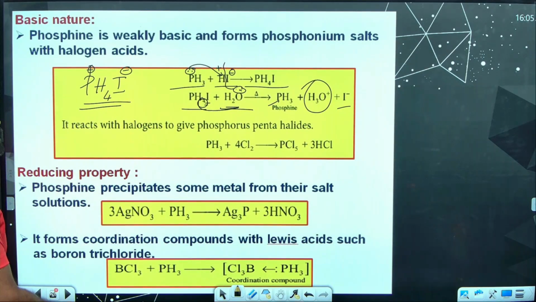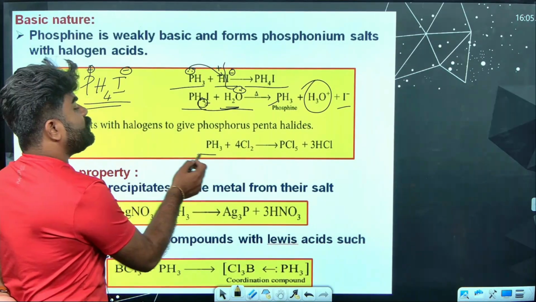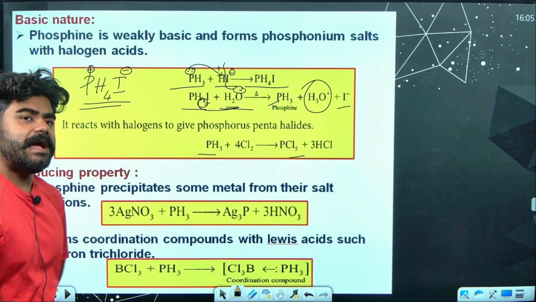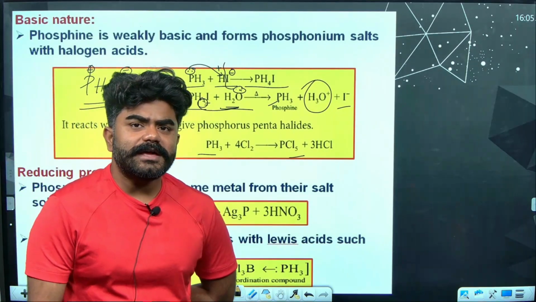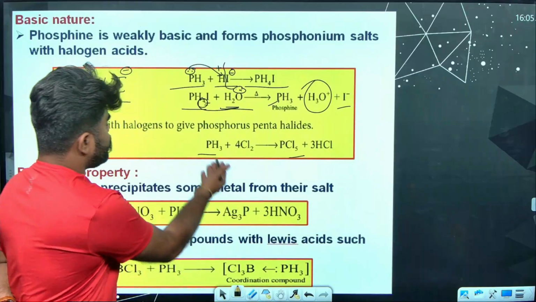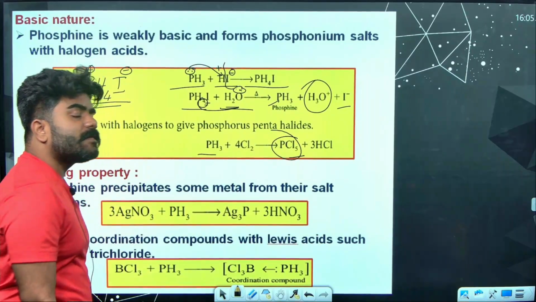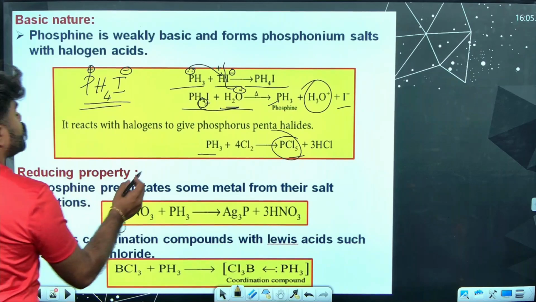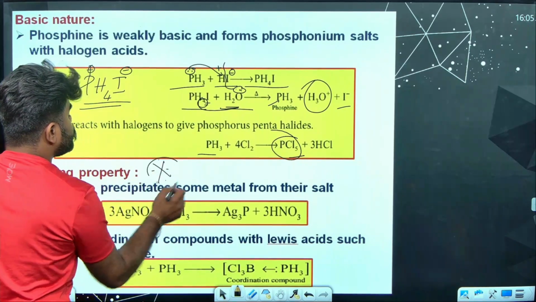Okay, then halogens react with phosphine to give phosphorus pentahalide. இப்போ குளோரின் எடுத்துக்கிட்டிங்க அப்படின்னா excess of chlorine எடுத்து phosphine-ஓட treat பண்ணோம்னா we will get phosphorus pentahalide. Then a very important property of phosphine is its reducing nature.